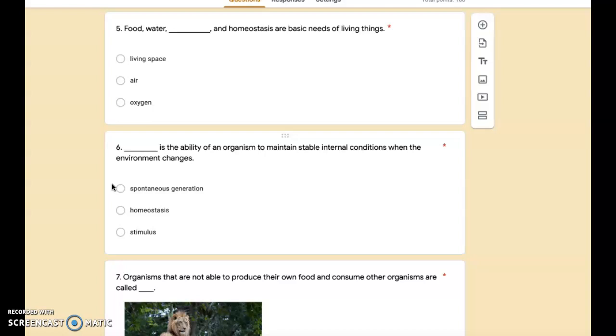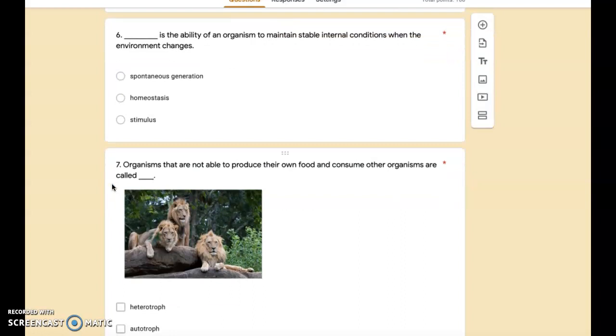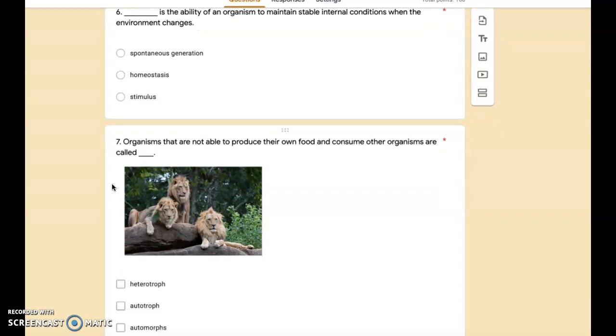Number 5. Food, water, blank, and homeostasis are basic needs of living things. Is that living space, air, or oxygen? Number 6. Blank is the ability of an organism to maintain stable internal conditions when the environment changes. Is that spontaneous generation, homeostasis, or stimulus?